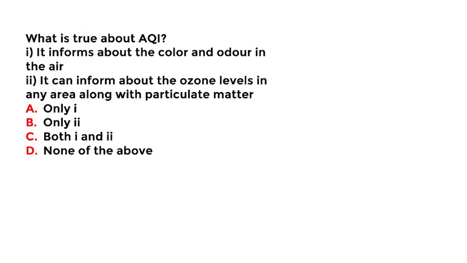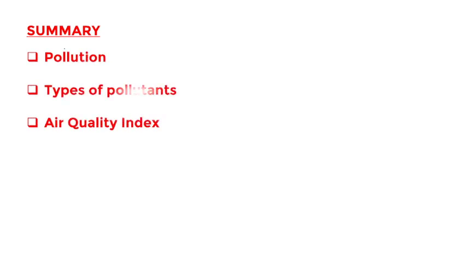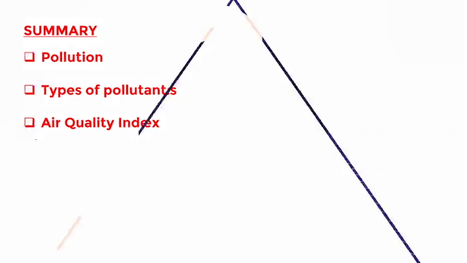What is true about AQI? It informs about the color and odor in the air, or it can inform about the ozone level in any area along with particulate matter. So we all know it tells about the ozone level and particulate matter. All right. Then which of the following is an example of a greenhouse gas? Methane, carbon dioxide, oxygen, both A and B. So we all know methane and carbon dioxide are greenhouse gases. So A and B, that is option D. So I think everything is clear from the lecture today, and we have completed pollution, types of pollutants, and the air quality index. So this was all from the session today.